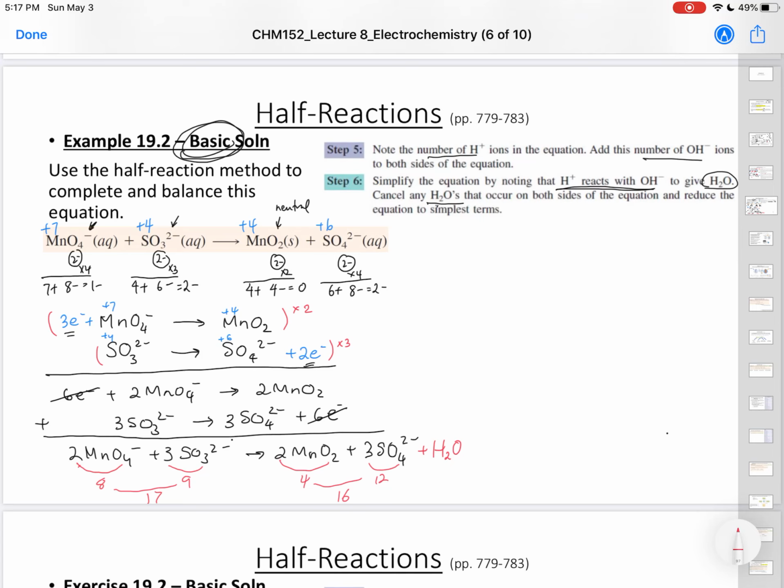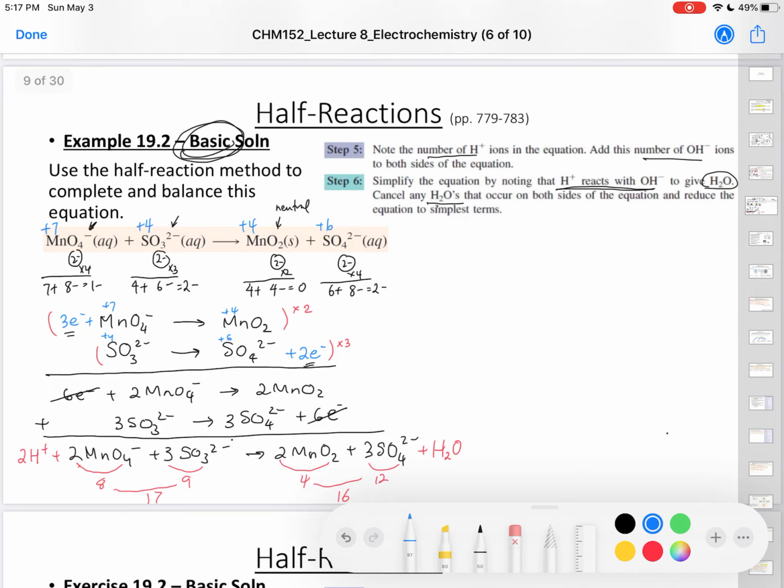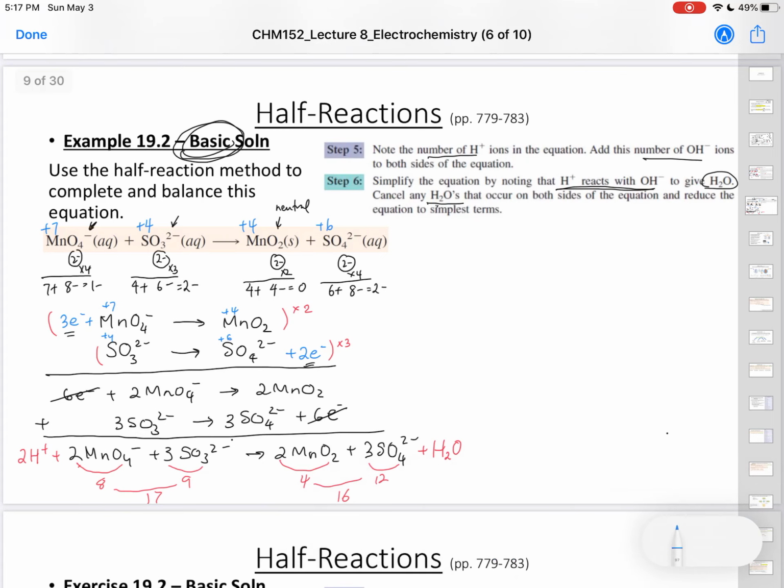So this gives me 2 hydrogens, so I need to add 2 H pluses on this side. Okay? So overall, that's my equation, and I would stop here if I was in an acidic solution, but I'm not. I need to be in basic solution, so I'm going to need to apply step 5. Note the number of H pluses and add this number of OH minuses. So I've got 2 H pluses, so I'm going to add 2 OH minuses.